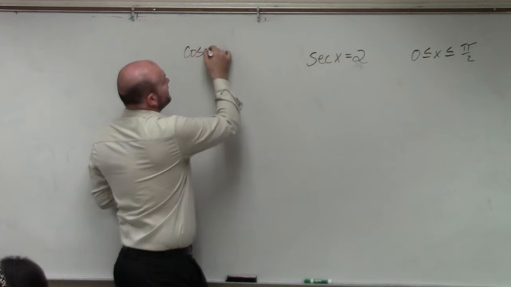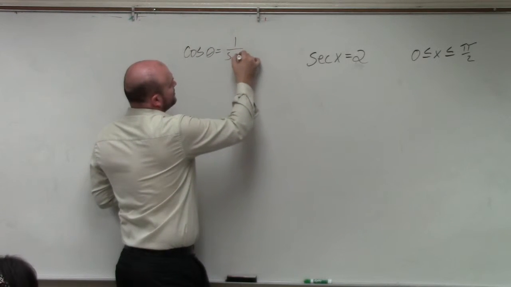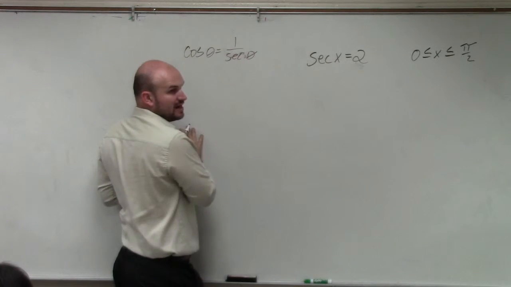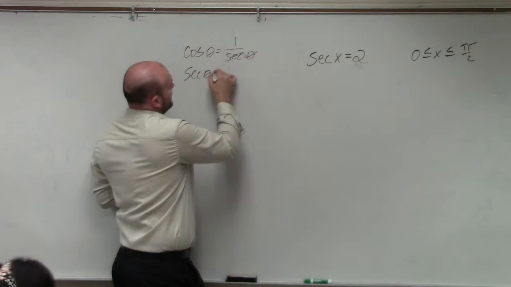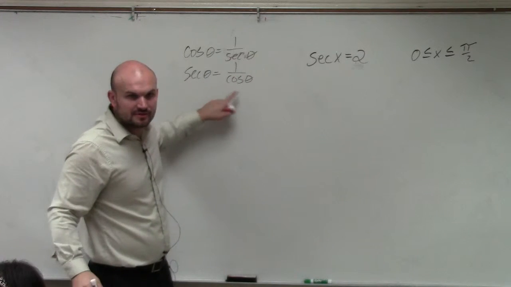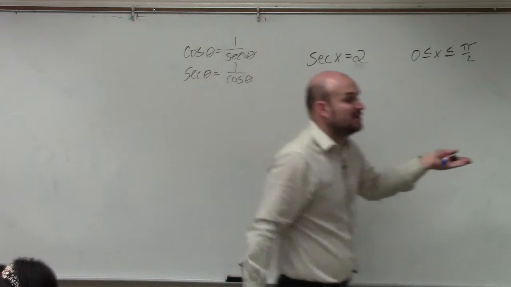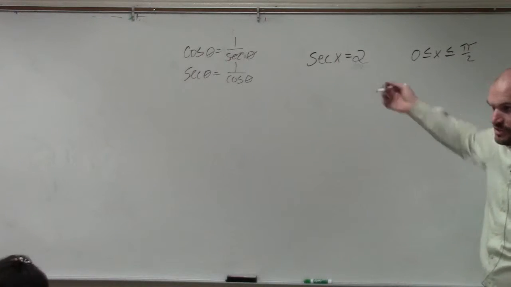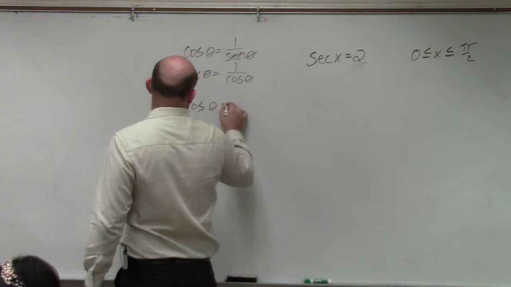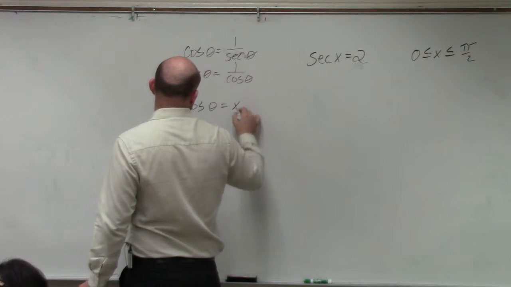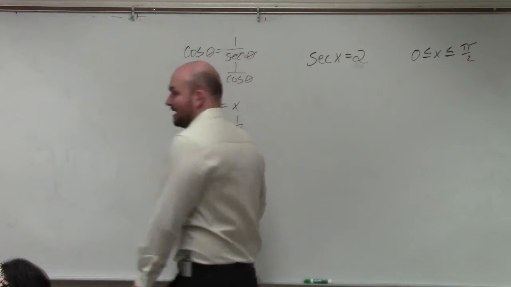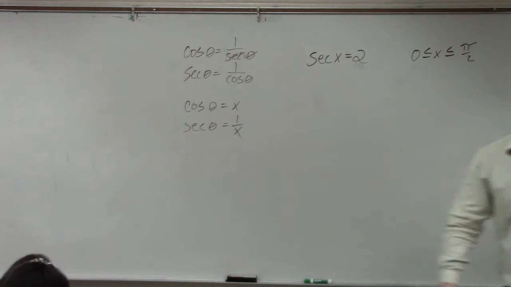If you guys remember, cosine of theta is 1 over secant of theta, right? Secant of theta is 1 over cosine of theta. That's actually the one I think we used, right? So if you were to plug it in your calculator, which you guys did, those didn't work. Now, there's another thing that comes up. We know that the cosine of theta can also be represented as the x-coordinate. So therefore, the secant of theta is 1 over x. Would everybody agree?